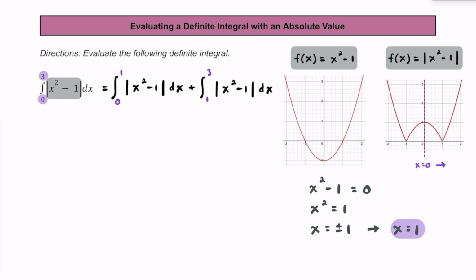And so we have two smaller integrals here, where this integral will help us find out the area under the curve of this part of the function. And this integral will help us find out the area under the curve of the rest of the integral from 1 to 3.